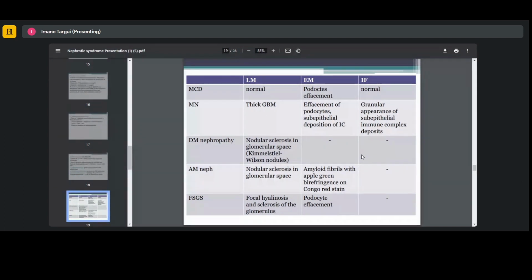And for diabetic nephropathy, we have nodular sclerosis in the glomerular space. And in amyloid nephropathy, we have nodular sclerosis on light microscopy. And on electron microscopy, we have amyloid fibrils with apple green birefringence on Congo red stain, which is the stain of amyloid. And we have FSGS: focal hyalinosis and sclerosis on light microscopy. And on electron microscopy, we have podocyte effacement.